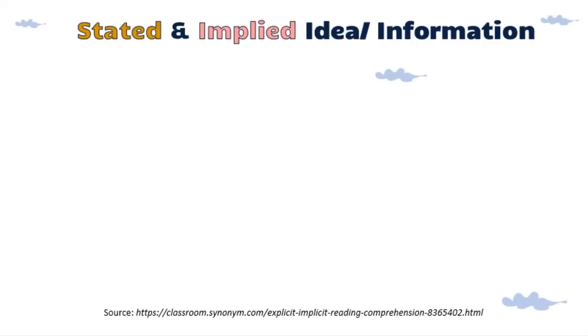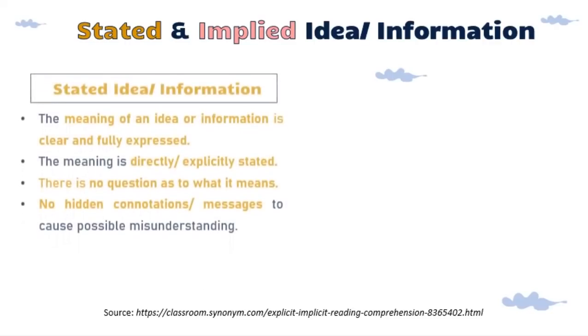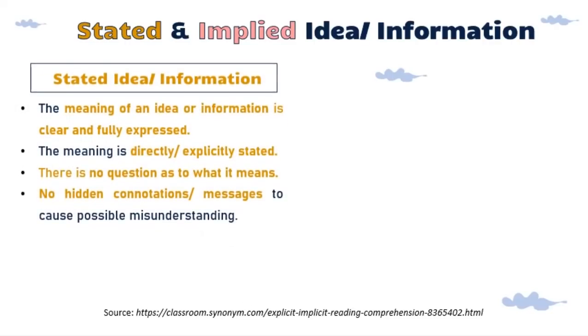It is very important to note that the idea or information found in any reading text could either be stated or implied. So what does it mean by stated and implied information? Stated idea or information means the meaning of an idea or information is clear and fully expressed in a text. The meaning of the information is directly or explicitly stated. There is no question as to what it means, as there is no hidden connotation or message that may cause possible misunderstanding for the readers. Basically, what you see is what you get.